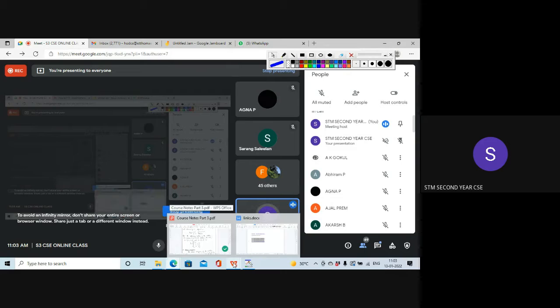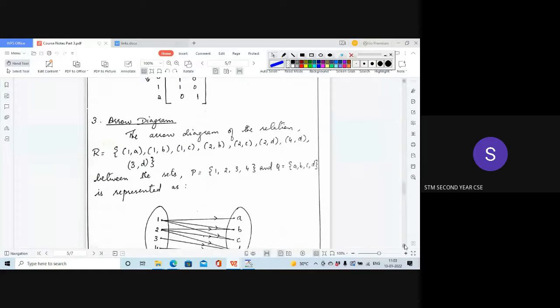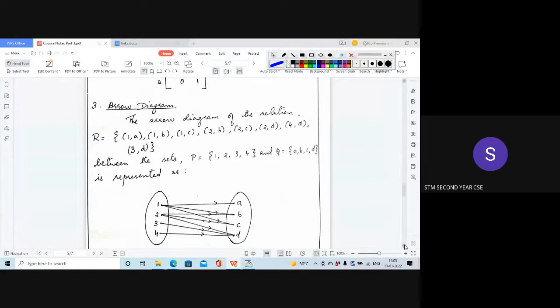So these are some representations that we see when we come to relations. So you should know what it means. So let us go on to the third method of representing relations, that is the arrow diagram. The third method is by using arrow diagram. So let us see what an arrow diagram is.